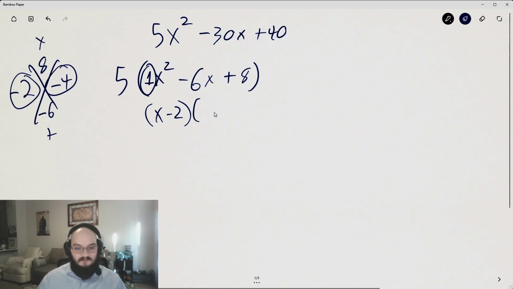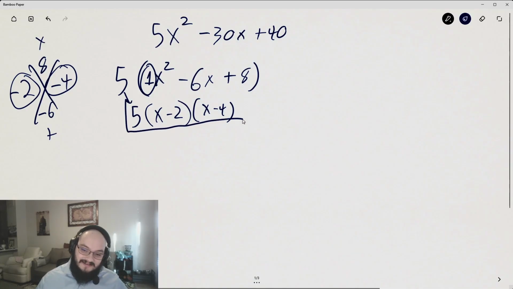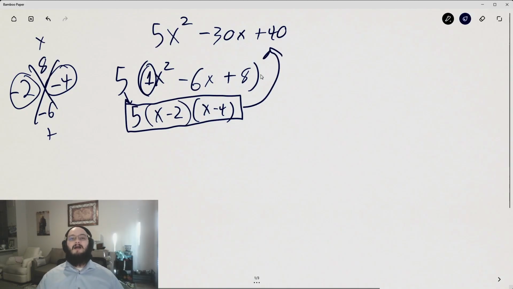So we have x minus 2, x minus 4, and don't forget we factored out this 5, so we need to include that as one of our factors for the original quadratic. And this is it. That is the factored form of that quadratic.